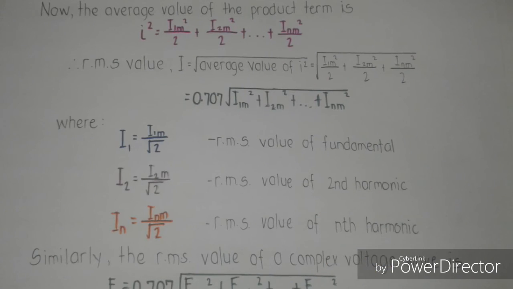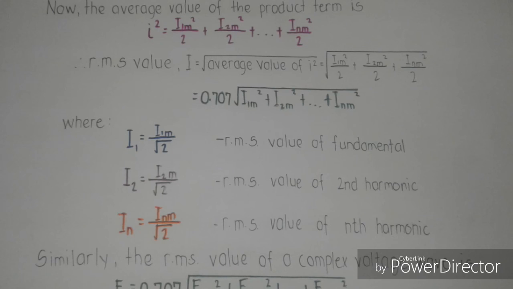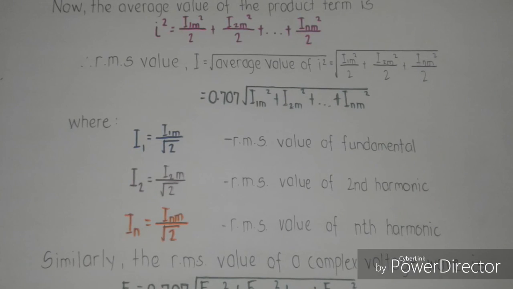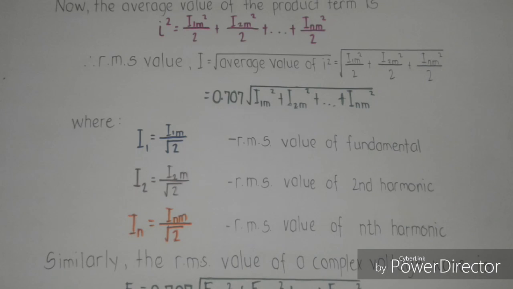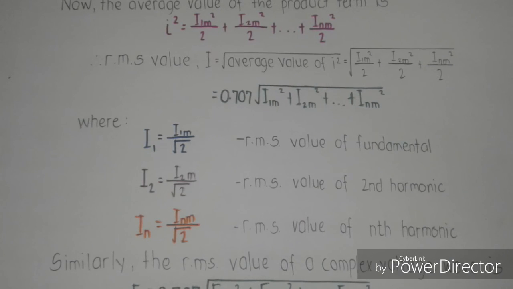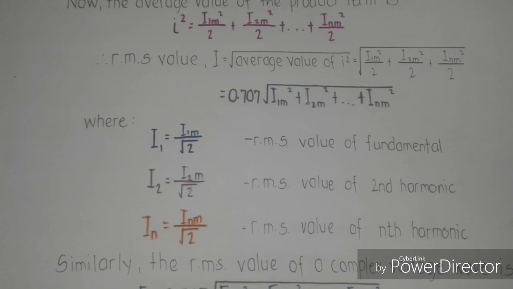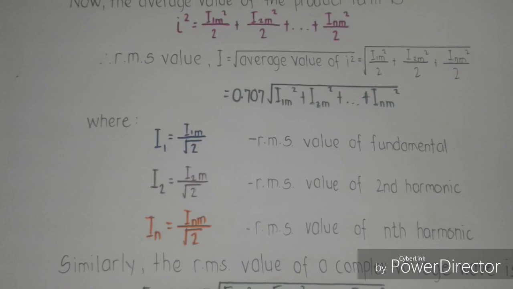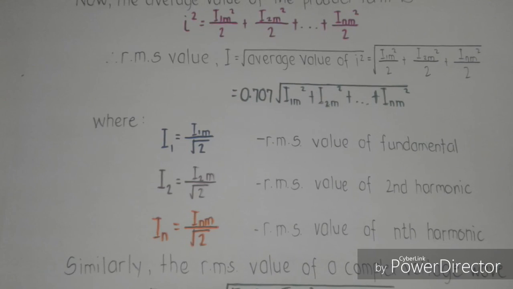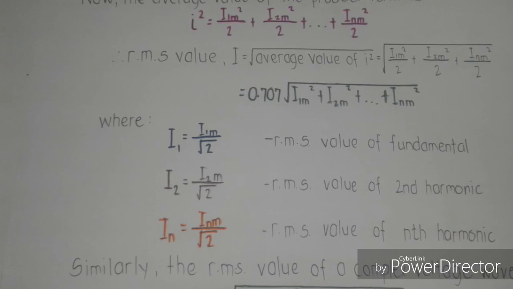Now, the average value of the product term is zero, so I squared equals I sub 1m squared over 2 plus I sub 2m squared over 2 and so on. Therefore, the RMS value of current I equals the square root of I sub 1m squared over 2 plus I sub 2m squared over 2 and so on, which is equal to 0.707 times the square root of I sub 1m squared plus I sub 2m squared and so on, where I sub 1 is the RMS value of the fundamental, I sub 2 is the RMS value of the second harmonic, and I sub n is the RMS value of the nth harmonic.